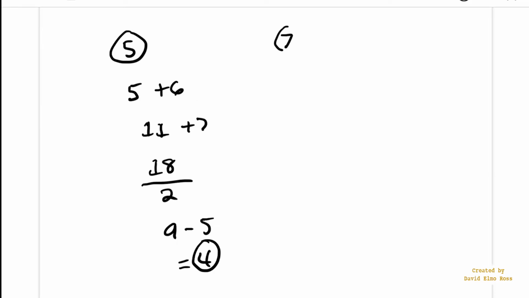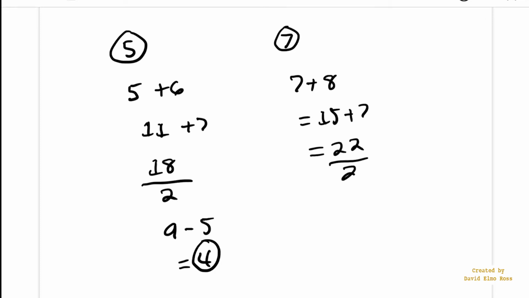Let's start with another number. Let's pick 7. And it says add the next number highest to that. So 7 plus 1 higher than that is 8. That gives us 15. Then it says add 7. That's going to give us 22. Then divide by 2, which is 11. And subtract the number you started with. Oh my god, it's 4 again.